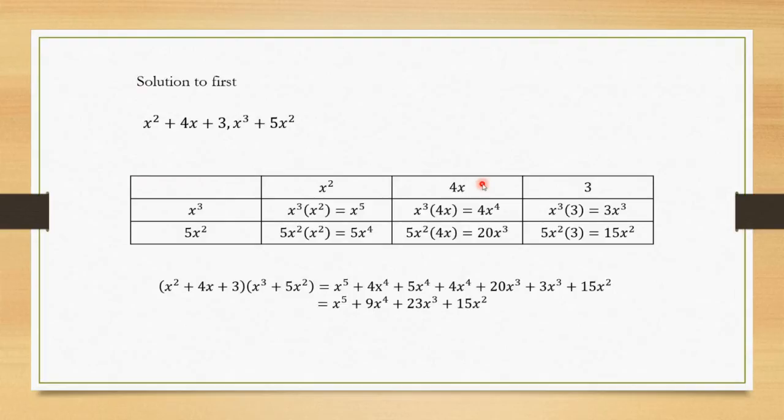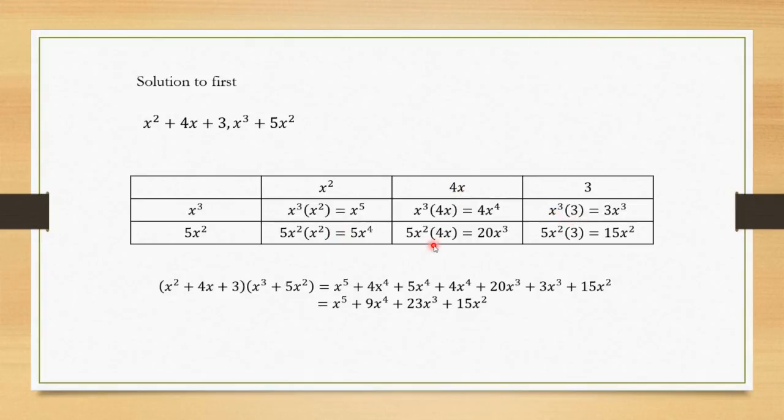And so we have x cubed times x squared. That's where x to the 5th comes in. Remember, to get the missing grid entries, you multiply the row and column entry terms together. Here, we're adding exponents. So that's where x to the 5th comes in. Here, we have x cubed times 4x, which is 4x to the 4th. And x cubed times 3 is this, and so on and so forth.